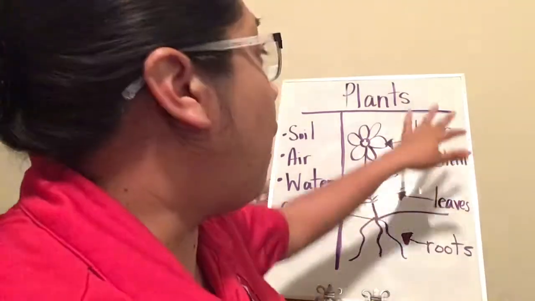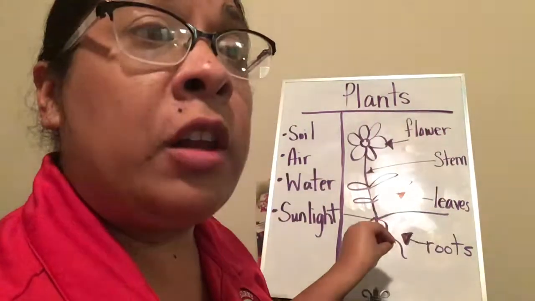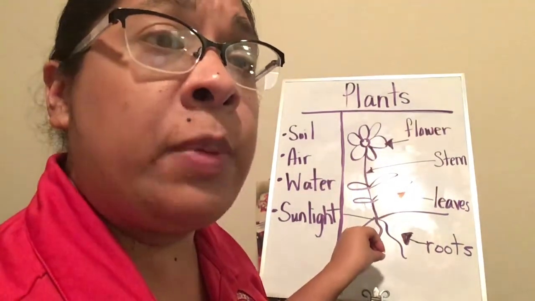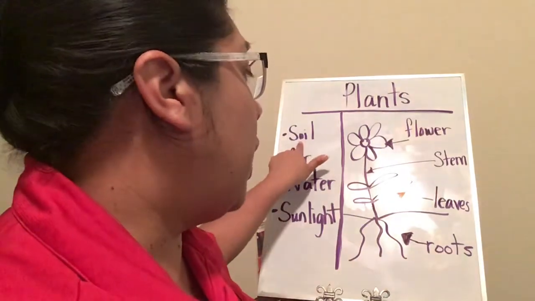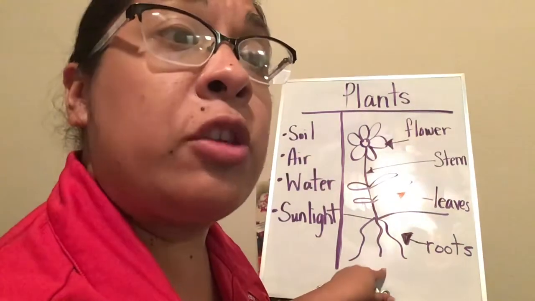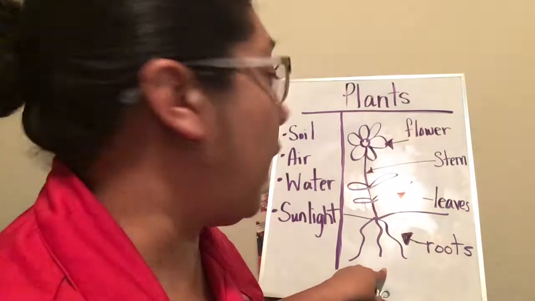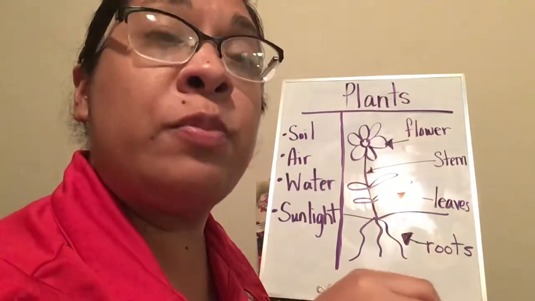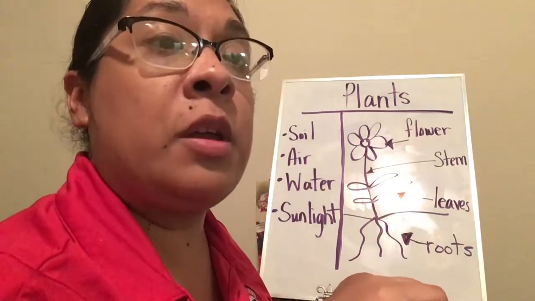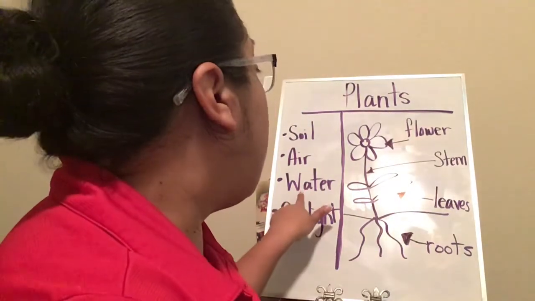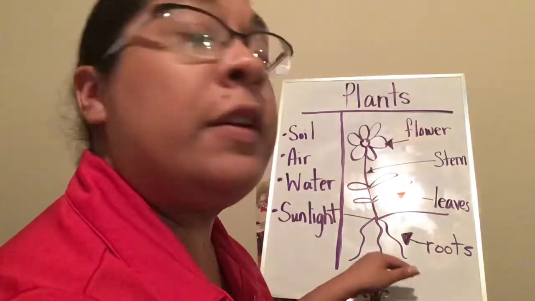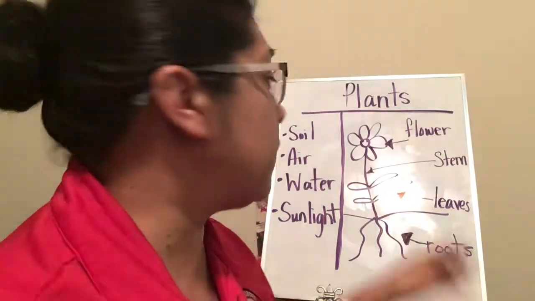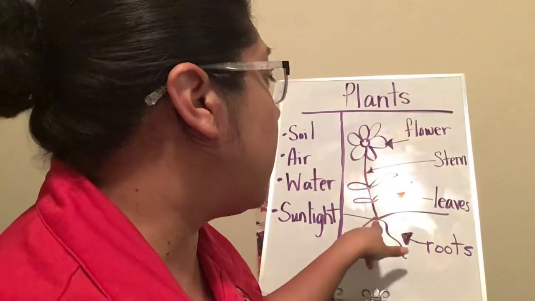Okay? Now all of these parts of the plant play a big role with the basic needs of a plant. So the soil is where the roots get their nutrients from. Okay? And it's another way for the roots to absorb the water from the soil. And of course, the water helps the plant get the nutrients, and it travels through the roots up to the stem, through the leaves.